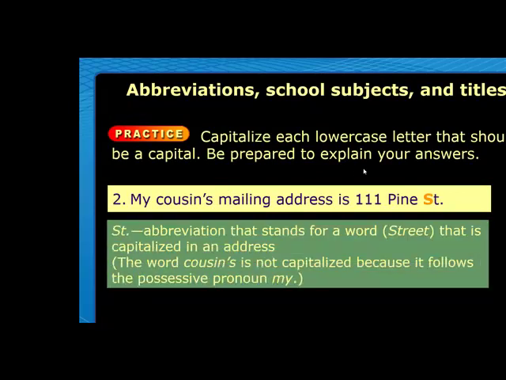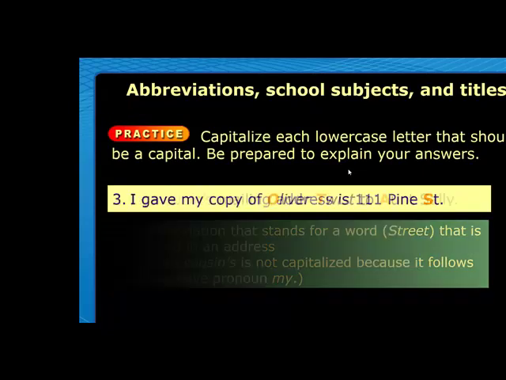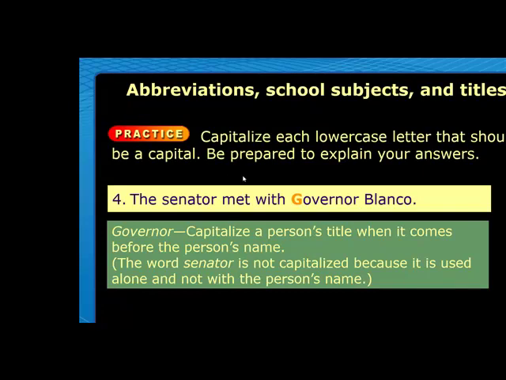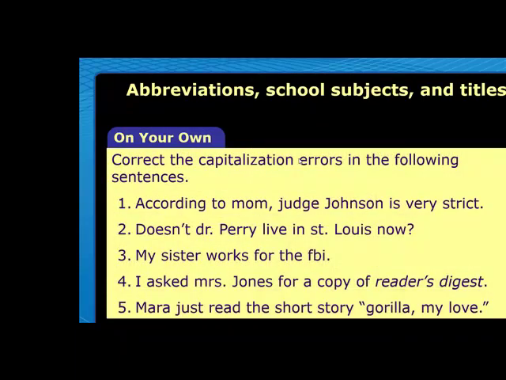Okay, Street, like the abbreviation, capitalize abbreviations. Oliver Twist, this is the name of a very famous novel by Charles Dickens. And Aunt Sally, here we capitalize because that's a family relation. Governor Blanco, that's a job title followed by a name, capitalize it. Again, pause the video and come back to check your answers.